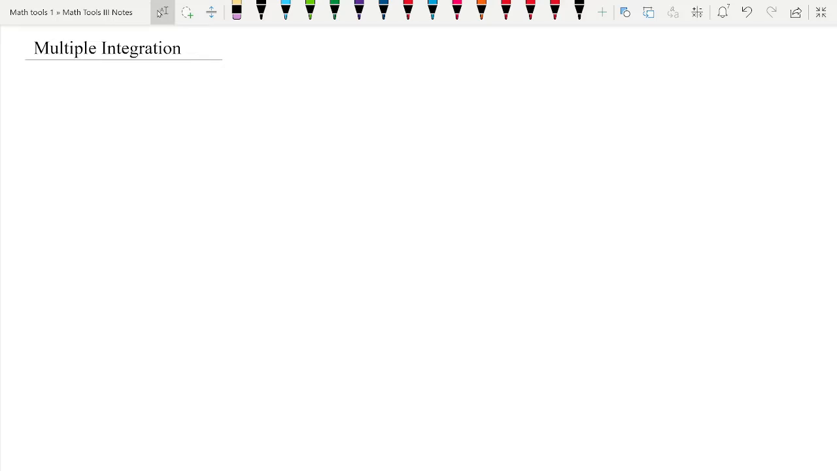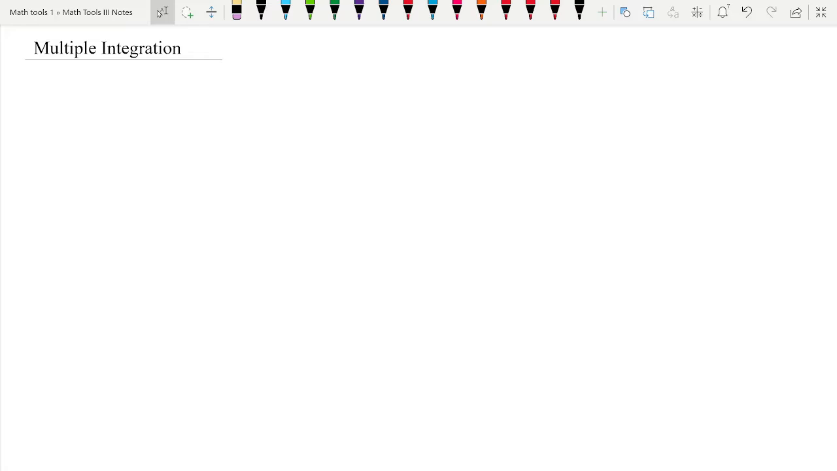So now we want to get into the final topic of multivariable calculus, which we're going to spend about a week on, and then next week we'll do the proof-based stuff. So this is multiple integration. This is basically the integration equivalent to multivariable calculus, just like partial derivatives were the derivative equivalent for multivariable calculus.